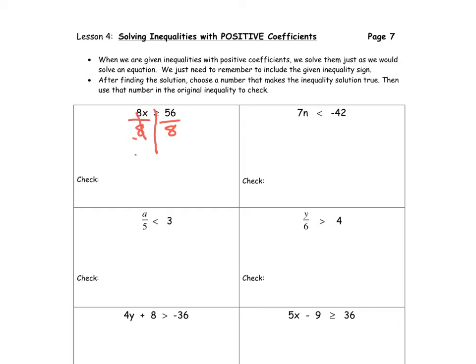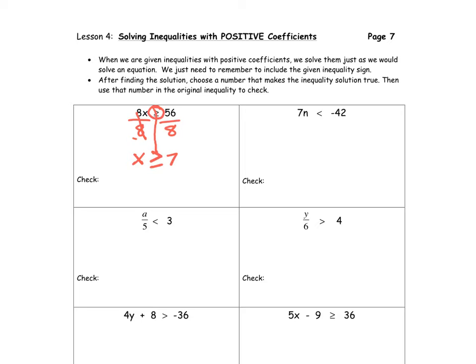So now what I have left over is x on this side, and on the other side I have 7. But it's really important that I drop down this inequality sign. So now my solution is x is greater than or equal to 7, and it means all of the numbers that are greater than or equal to 7. Now I could check 7, but that's really not going to help me.